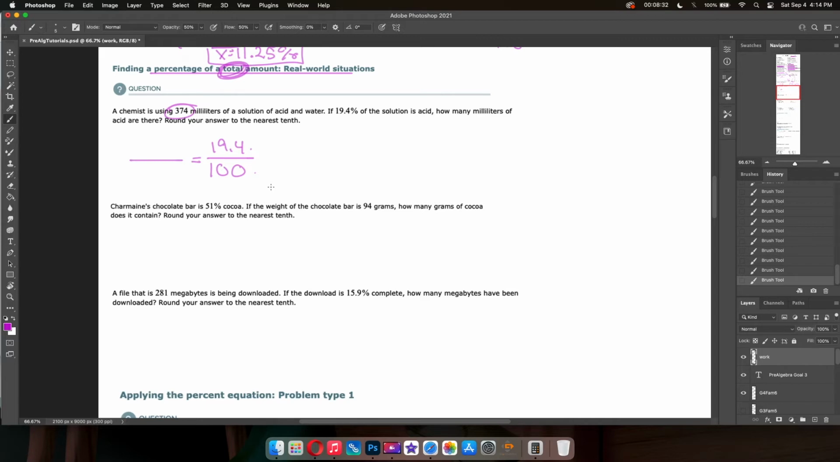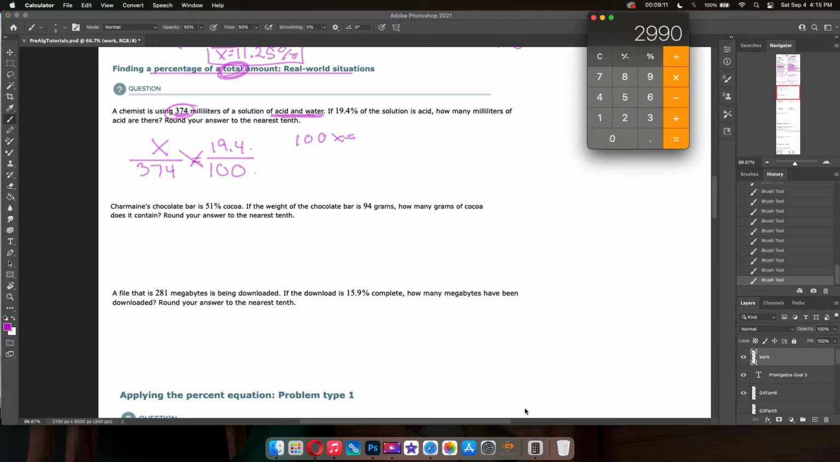And now the chemist is using 374 milliliters of a solution that's acid and water. And we're finding out the acid. So this 374 represents all of the acid and water. And since it's a total, totals will always go on the bottom of a fraction. And you'll actually see that again in chapter 6 when you're in the Algebra 1 course. That also has some mild work with proportions and percents. And again, your totals are always going to go on the bottom. Here's our unknown. So we're going to cross multiply. 100x equals, whatever that is.